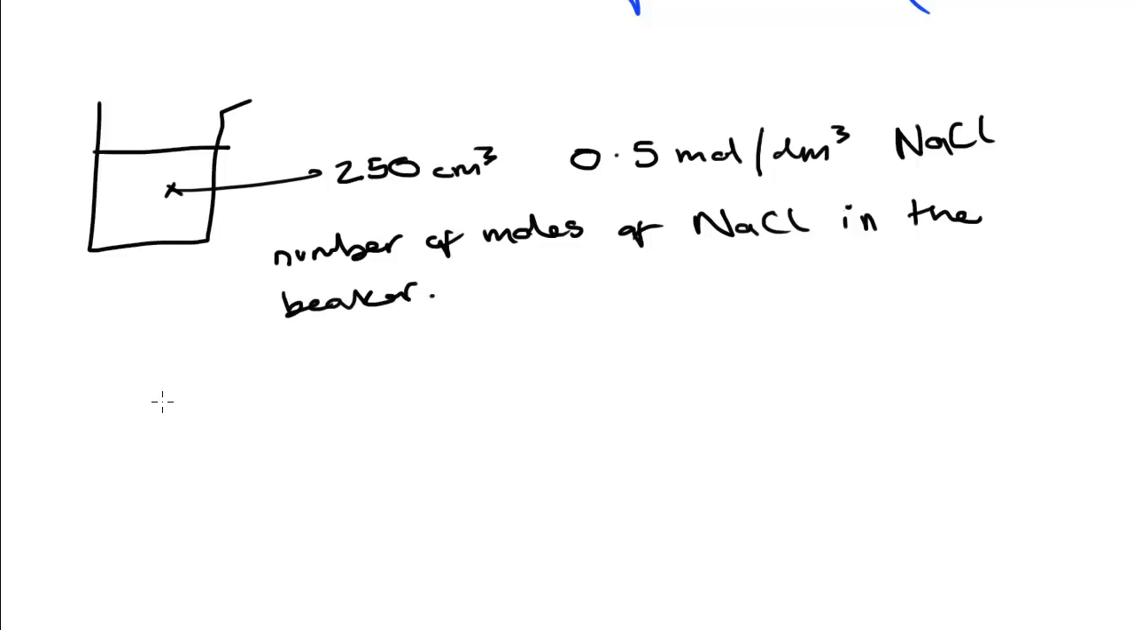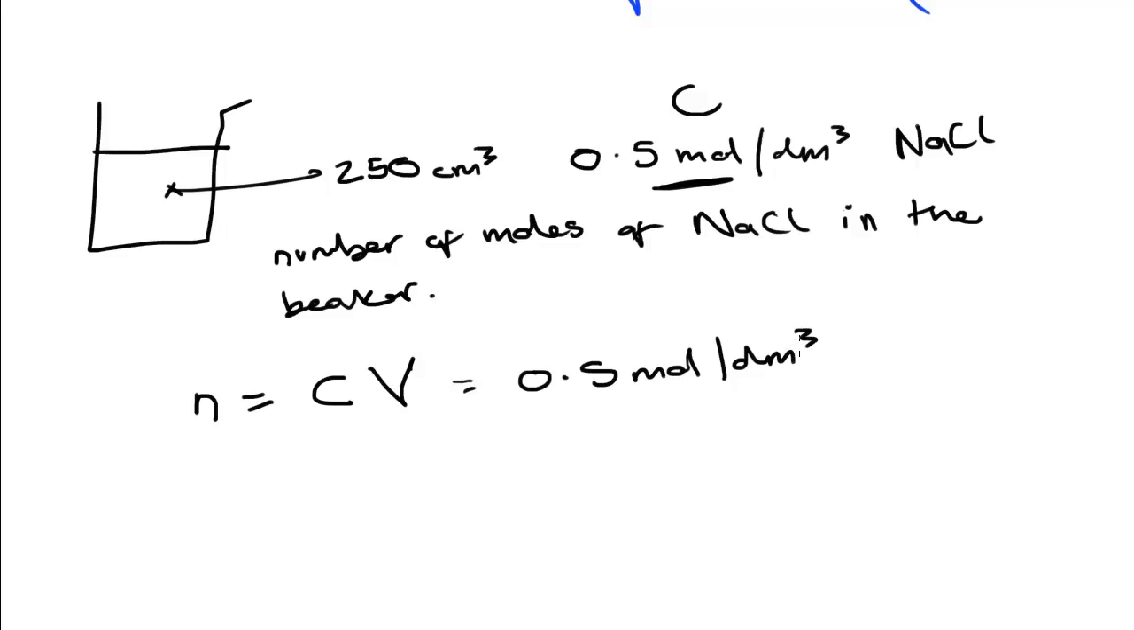Okay, well, I think simple. Let me look at that equation again. If I rearrange it, I'll say number of moles equals concentration times volume. So do I have the concentration? Yes, 0.5. This is my concentration, so we'll write 0.5 moles per decimeter cubed, times the volume. Here's my volume, but that's in centimeters cubed. I need it in decimeters cubed, so I turn that to 0.25 decimeter cubed.